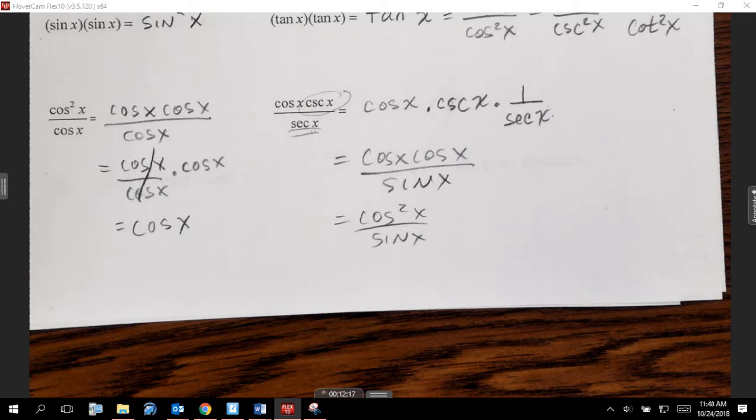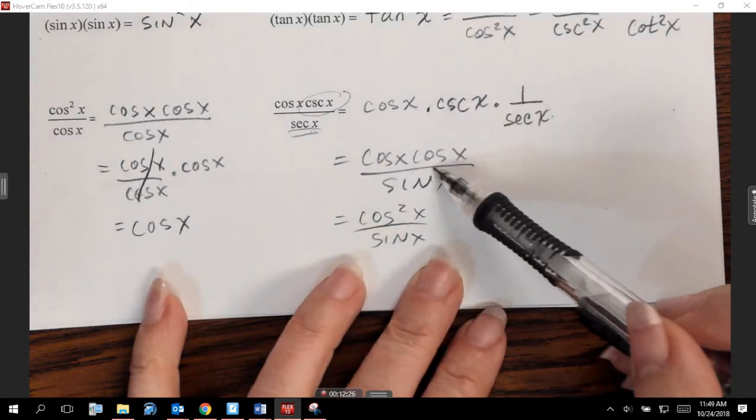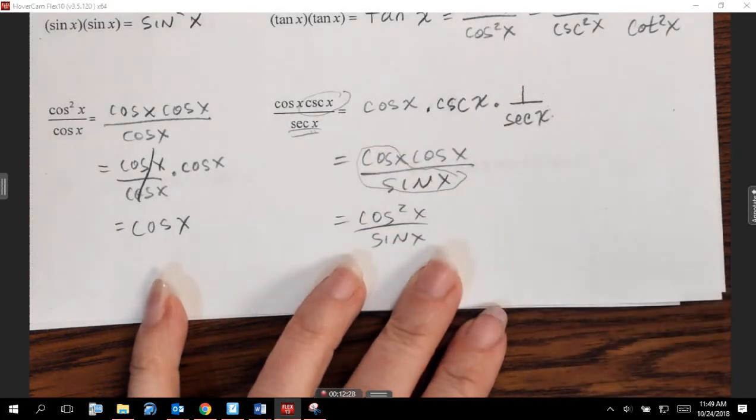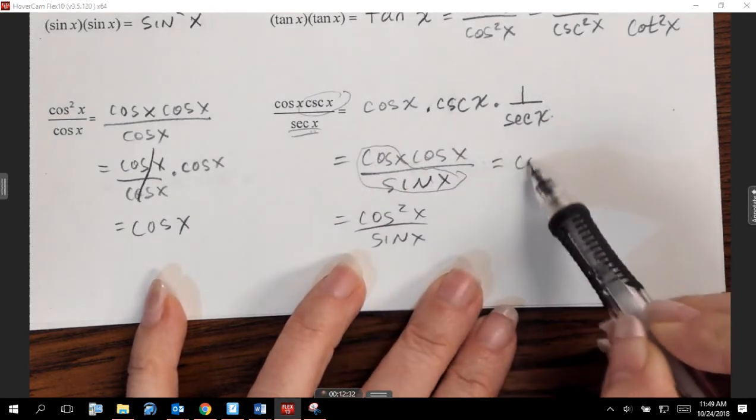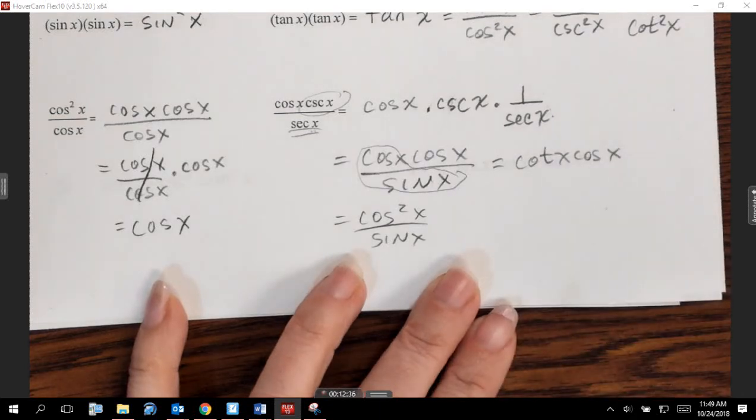Cotangent times cosine x. Did you say tangent? Cotangent. Okay, I couldn't hear what you said. So if you look right here, we have cosine x over sine x. That is cotangent. So yeah, you could also write this as cotangent x cosine x.